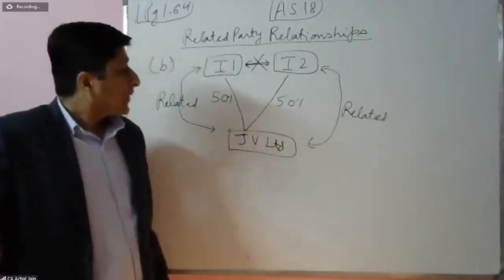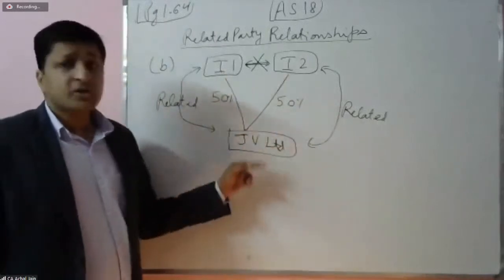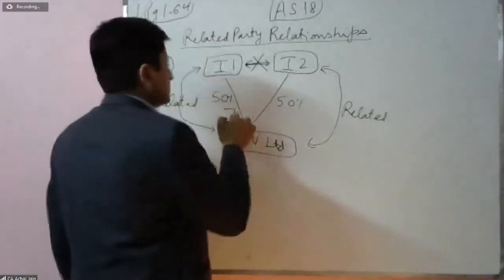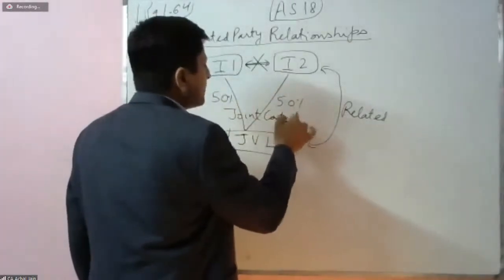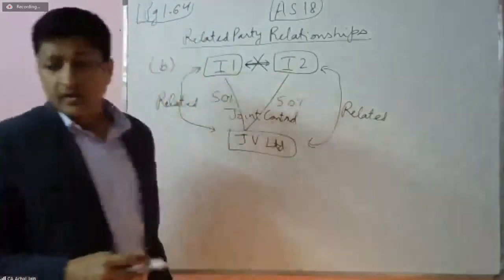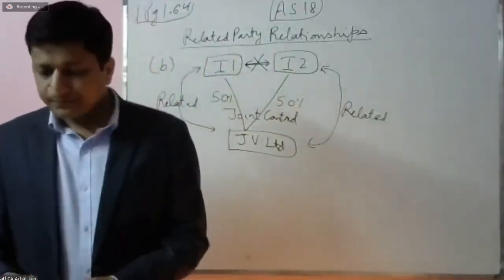Clear? And why are they related? Because I1 and I2 have got joint control over JV Limited.